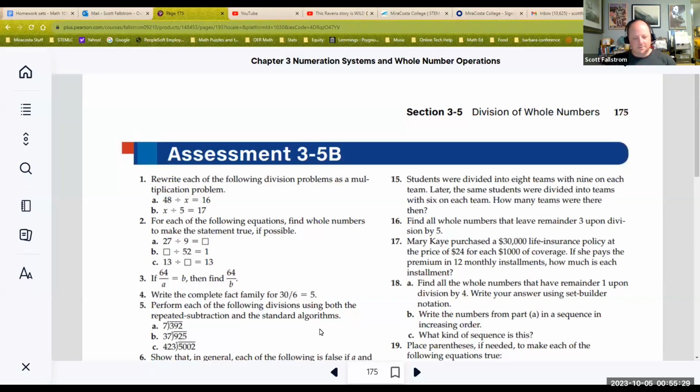Hello, students. We are into 3-5, and I've got a couple pieces that came in. So let me check here. It says 3-5, question 7. Okay, so let's take a look.